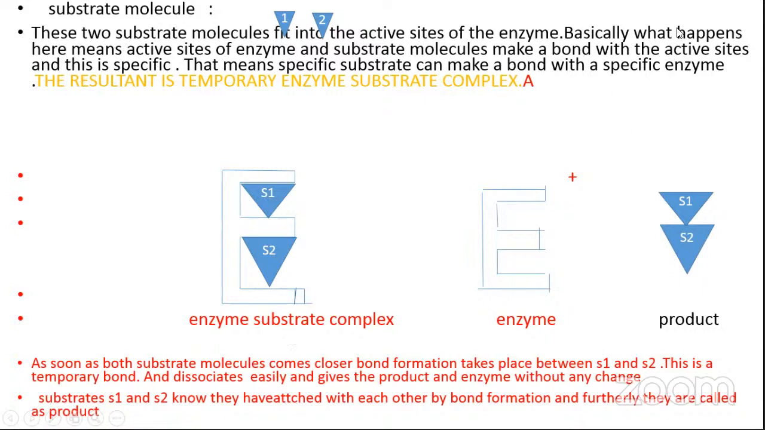And here, basically what happens is the active sites of the enzyme and substrate molecules together make a bond, and that is specific. As we discussed in our previous classes, there are specific substrates and specific enzymes. That means enzymes have specificity with the substrate molecules. That means all the enzymes do not show effect on all substrates, or all the substrates do not react with all enzymes.